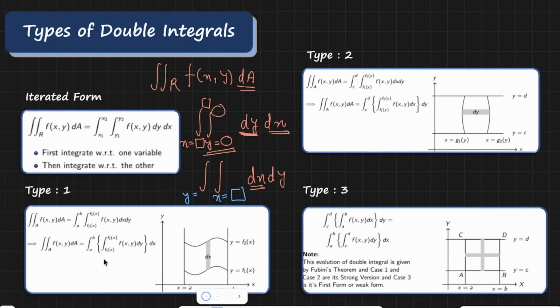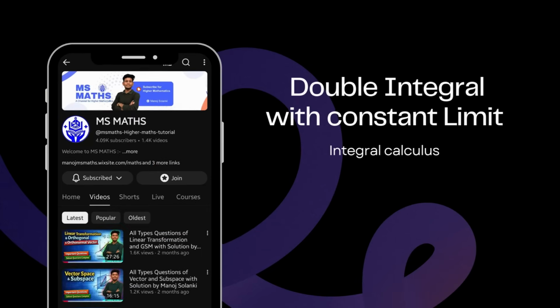Now let's start the different types. For solving these types, first of all we have this problem. It means strip parallel to y-axis, strip parallel to x-axis, and this is your rectangular region. We will see each one by one.